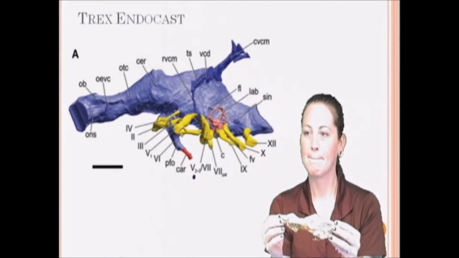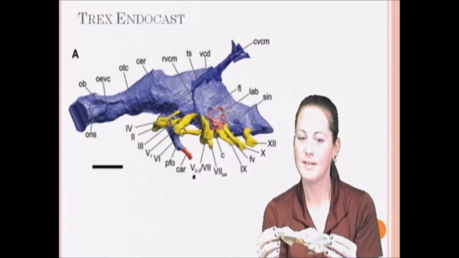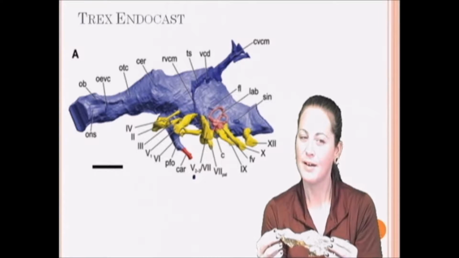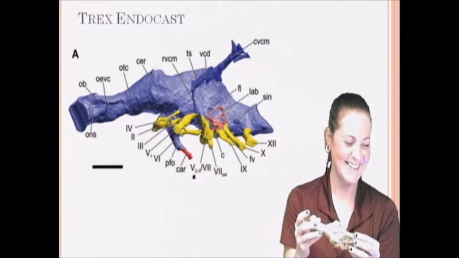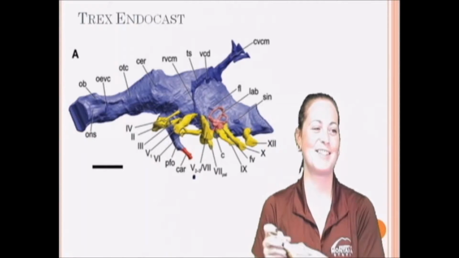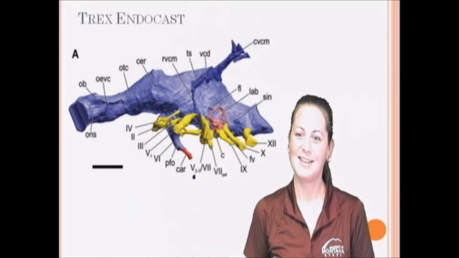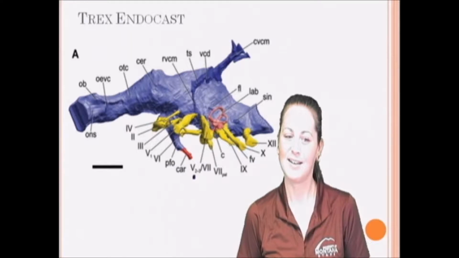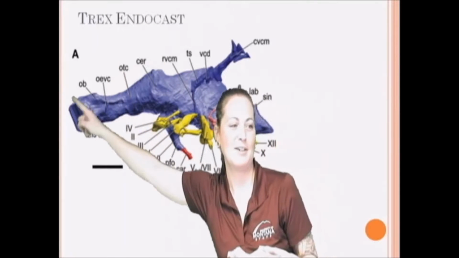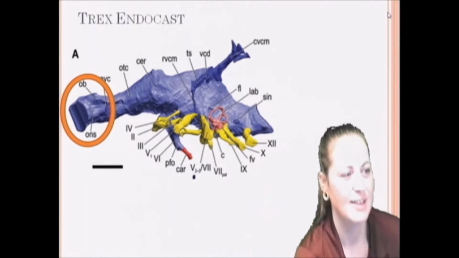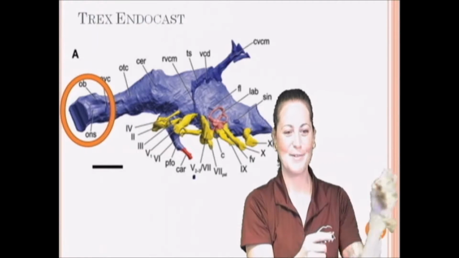The front of it? Yep. The front? So with the letters, which letters in the front here do you think represent it? Okay, so the front. All right, so you guys are correct. This is the olfactory region of the brain. So the front of the brain.